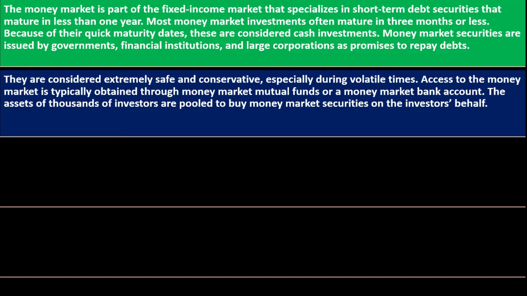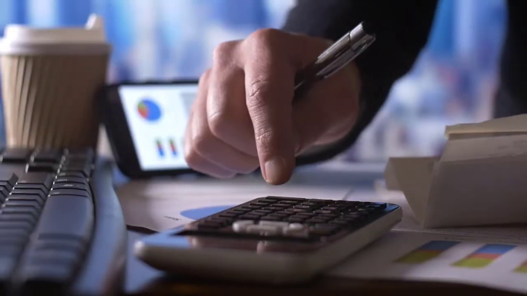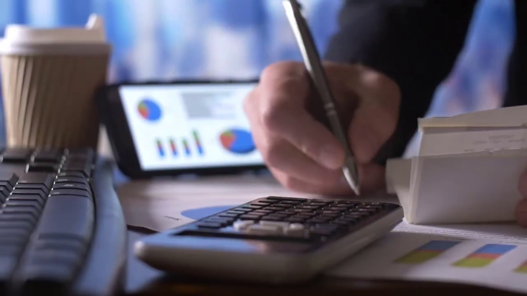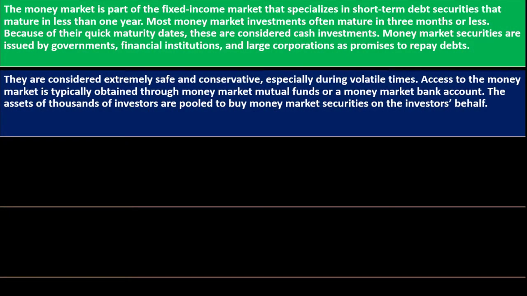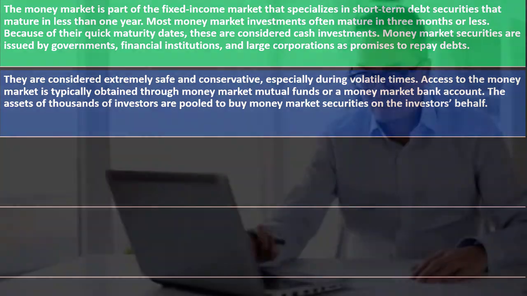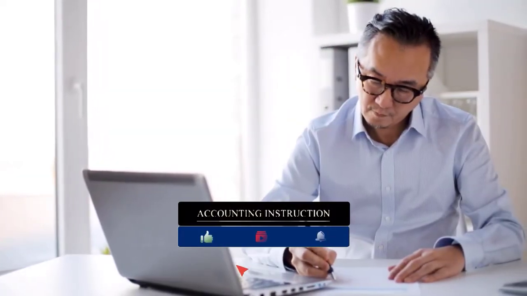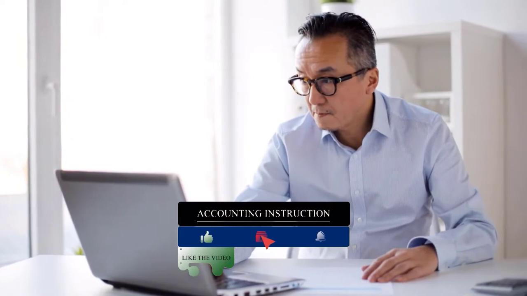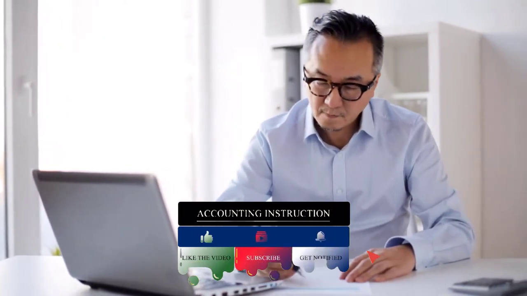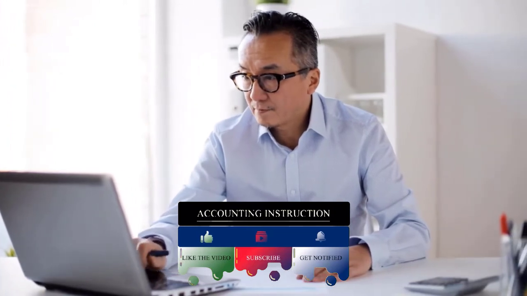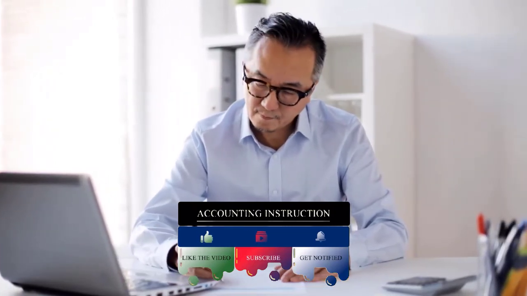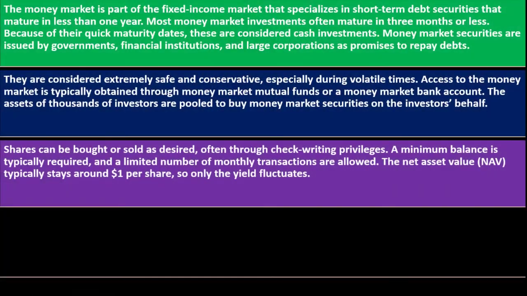So these are going to be the tools that you might use to get access to the money markets, the mutual fund being a common kind of investment tool or strategy. The assets of thousands of investors are pooled by money market securities on the investor's behalf, allowing us to get access to the benefits of the pooled investments through the use of mutual funds, as we've seen in prior presentations. Typically, people think of mutual funds as they relate to stocks, but you can have that same kind of pooling component with other tools, other investments.